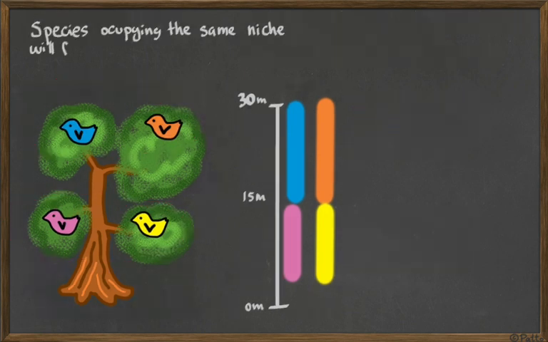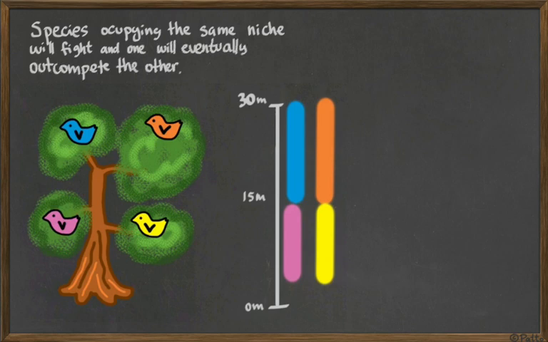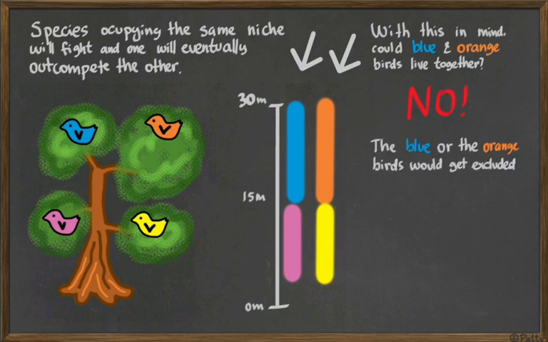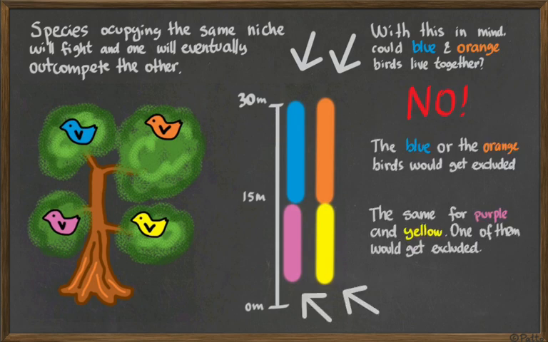However, species occupying the same niche will fight. Okay, oh, this is my place, no, this is my place, and they may eventually end up outcompeting the other species. So the blue and the orange here, if they have to live in the same place, and if they use exactly the same resources, there is probably not going to be enough resources for both of them. So in that case, they might outcompete each other. But wait, that might not be the case here, because they might outcompete each other, so can they live together? No, the blue and the orange one will get excluded. The same will happen for the purple and the yellow.